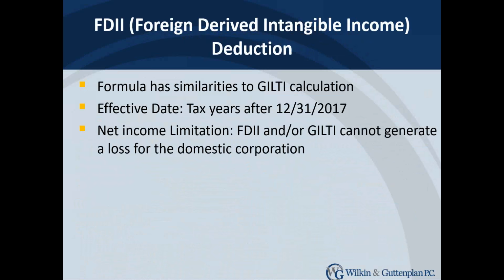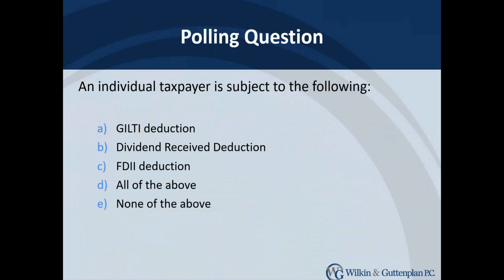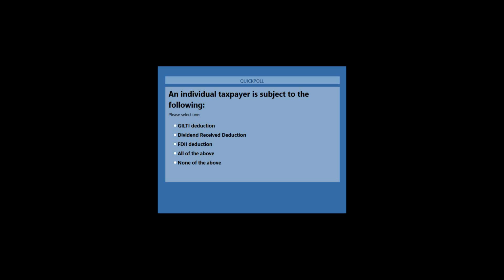Okay, excellent. So I think we're ready to kind of wrap up, we have the final polling question, and it goes as follows. An individual taxpayer is subject to the following: GILTI deduction, dividend received deduction, FDII deduction, all of the above, or none of the above. So please take a little bit of time to answer that as quickly as possible so we can have a little bit of time to wrap up and hopefully answer some of the questions that you've posted in the questions pane. And I believe most of you, 58% of you, are answering mostly correctly.